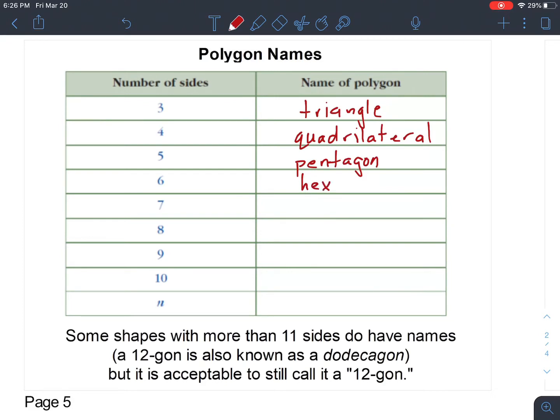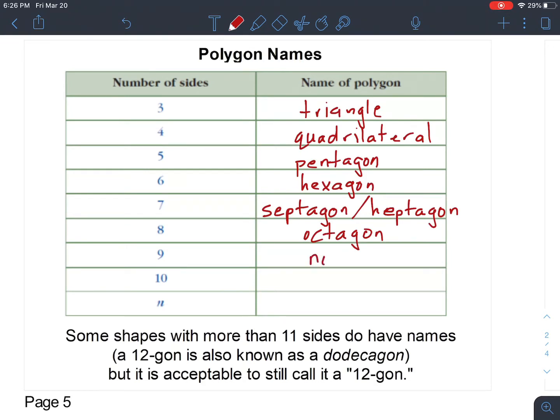For 6 sides, you should know that is a hexagon. For 8, you should know that is an octagon. And those are really the only ones that I feel you absolutely should know already. As for the others, for the 7-sided shape, there are actually 2 names that we have for it. We do have a septagon, or I have also seen it called a heptagon. Either of those are acceptable for a 7-sided shape.